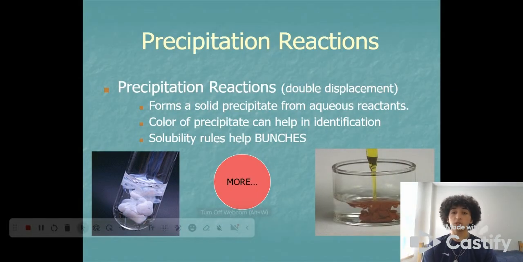But here's the key question. How do you know which combination of ions will form precipitate? That's where solubility rules come in, and that's the next slide, probably one of the most important reference tables in the entire chapter.